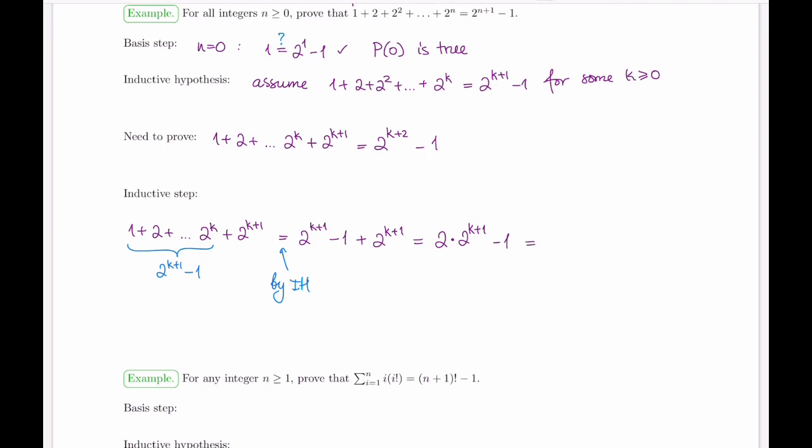Now, this 2 has a power of 1, and this 2 has a power of k plus 1. When I multiply, I add the powers together. So 1 plus k plus 1 is equal to k plus 2, minus 1. And I have arrived at the exact same expression as the one that I was trying to prove. So we are, in fact, done. By the principle of mathematical induction, P of n is true for all n above the basis case, which in this case was 0.